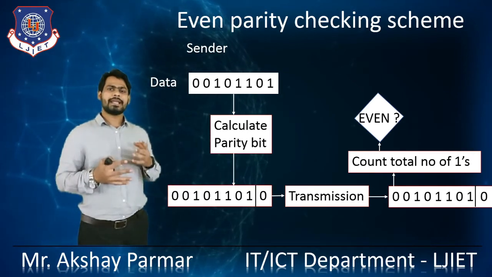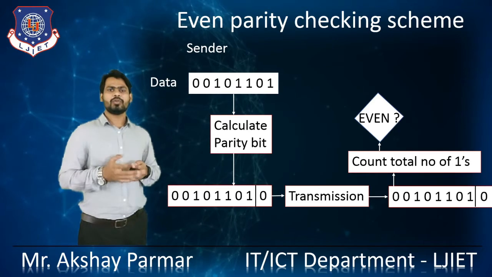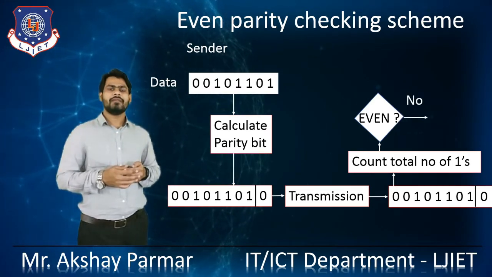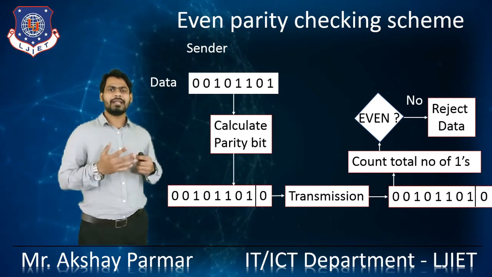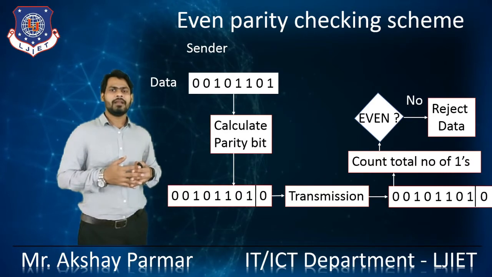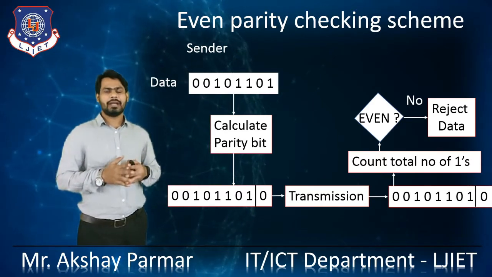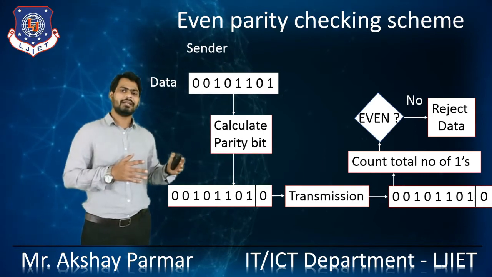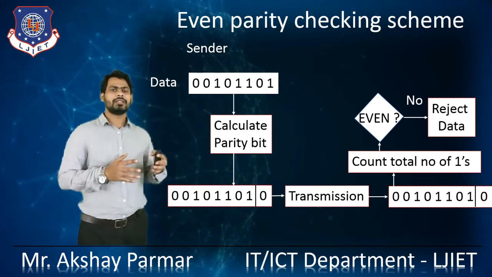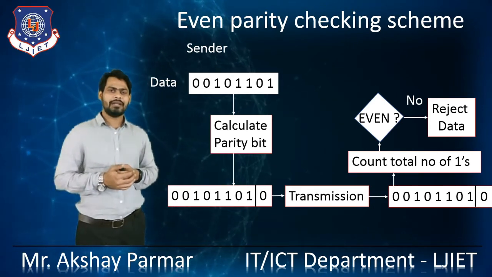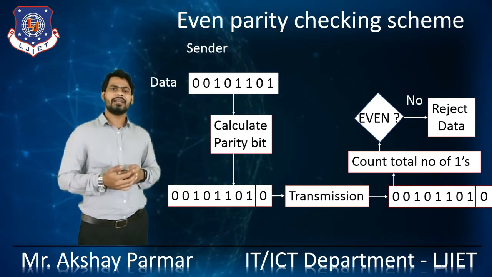So we are checking the even parity. If the number of ones is not even, then we can simply reject the data, because it has an odd number of ones in the data plus parity, where we had made the number of ones even. So it is not the data which was sent by the transmission side, right? So we can simply reject the data.